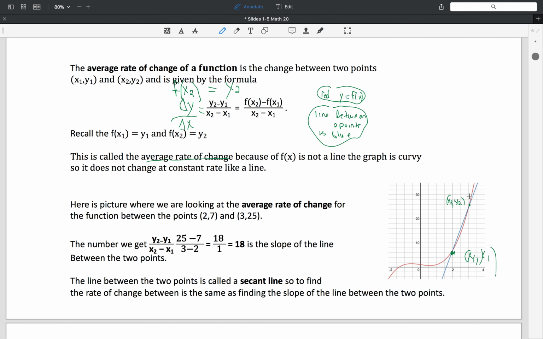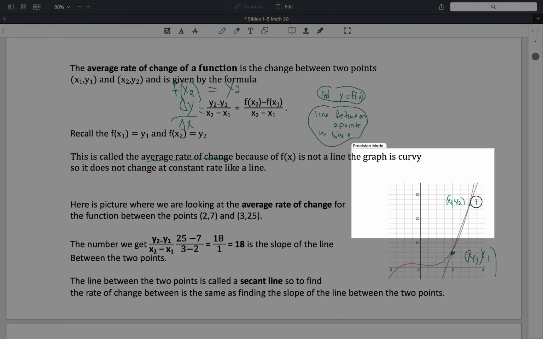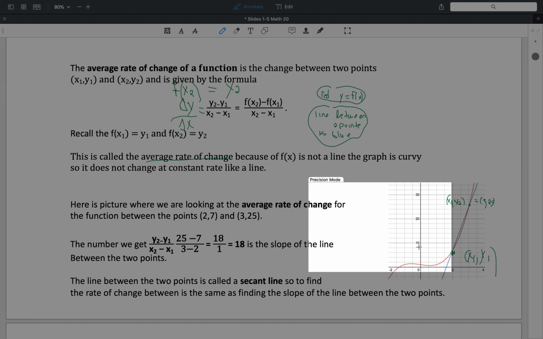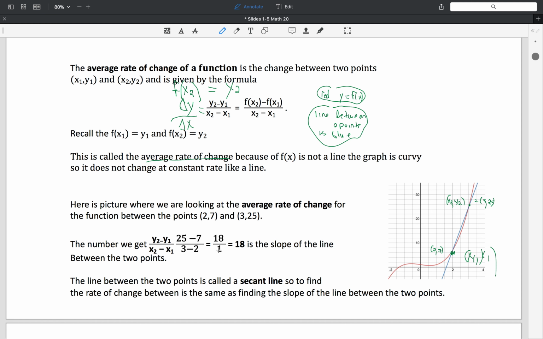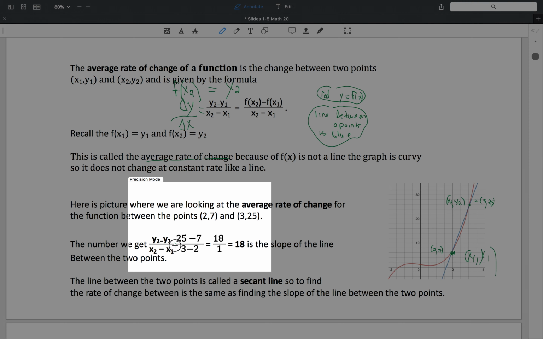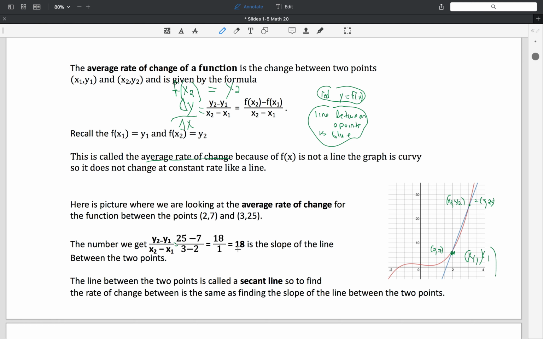So here, let's look at this picture. I'm giving you 2 points. Let's say this point is (3, 25). And then this point down here is going to be (2, 7). Okay, so the average rate of change for the function is 25 minus 7, those are the y coordinates, over the x coordinates, 3 minus 2. Sorry, this should be an equal sign here. And then that's going to give me 18.